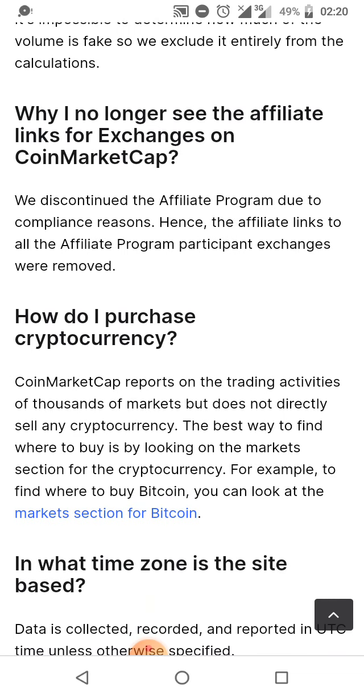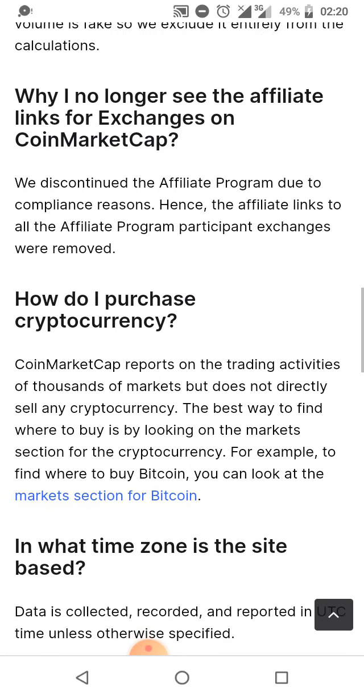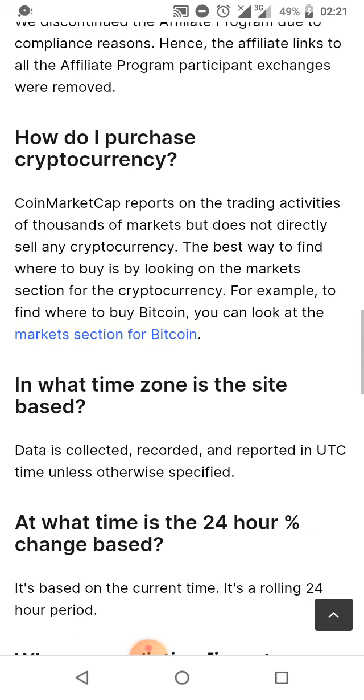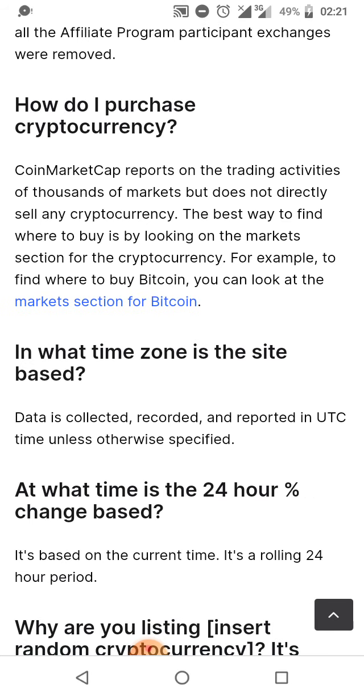Okay, so how do I purchase cryptocurrency? CoinMarketCap reports on the trading activities of thousands of markets, but does not directly sell any cryptocurrency. The best way to find where to buy is by looking on the market section for the cryptocurrency. For example, to find where to buy Bitcoin, you can look at the market section for Bitcoin. So that's one benefit of CoinMarketCap. They don't sell directly, but they can recommend the best places you can get your crypto assets.